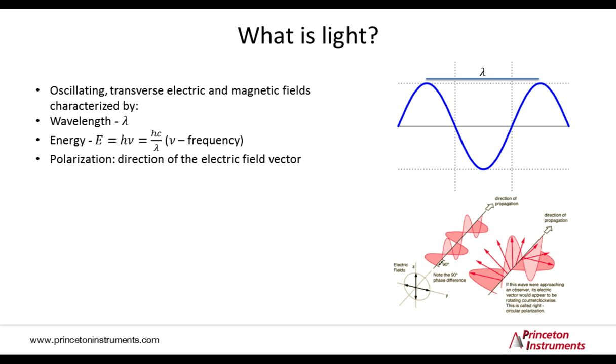Also, an important property of light is its polarization. So it's mainly the direction of the electric field vector. Polarization can be important because either spectroscopic processes depend on polarization, as well as most optical components in optical instruments used have some polarization dependence as well.